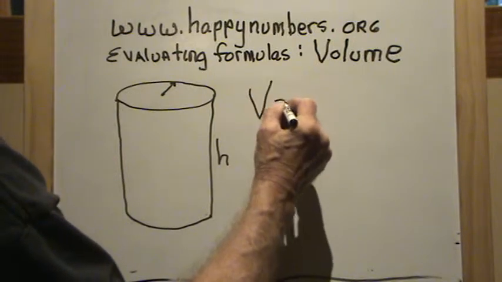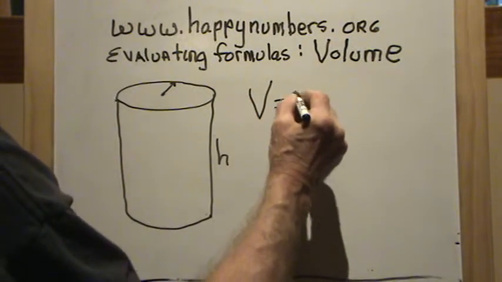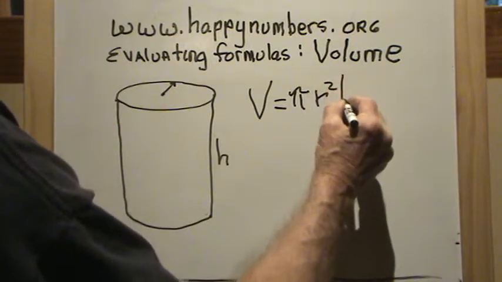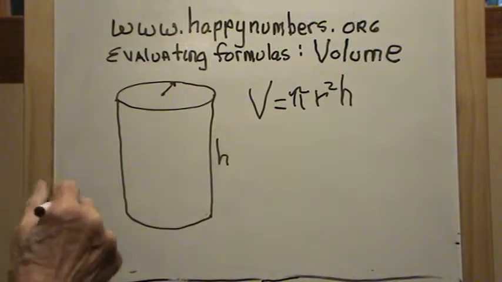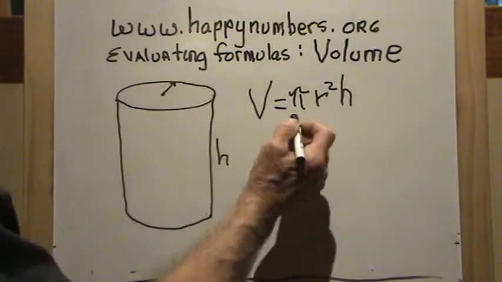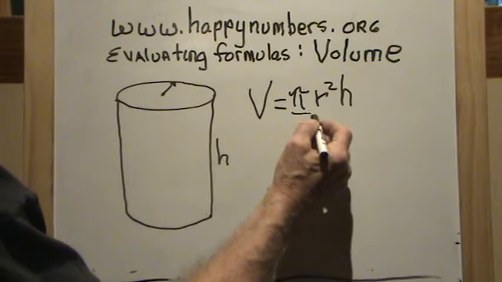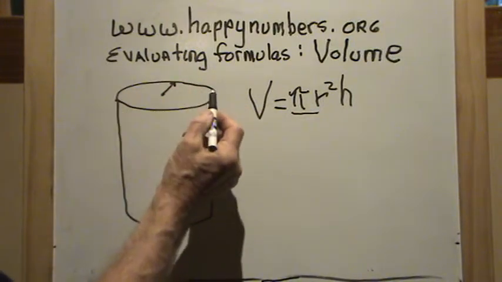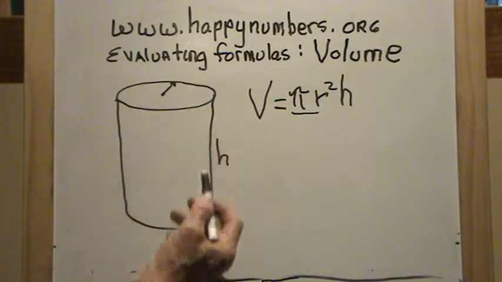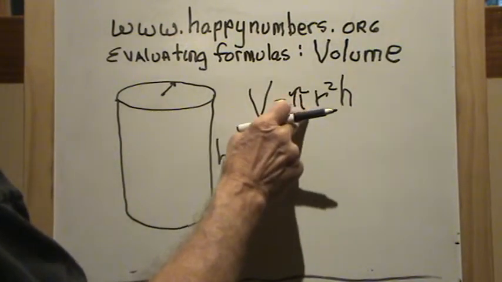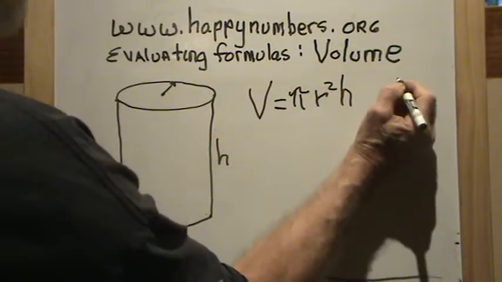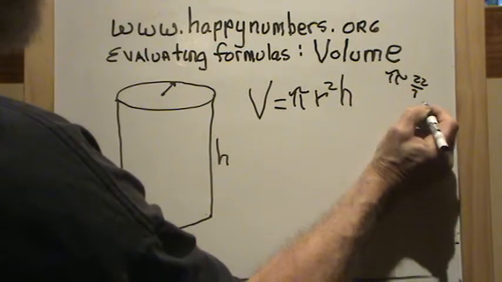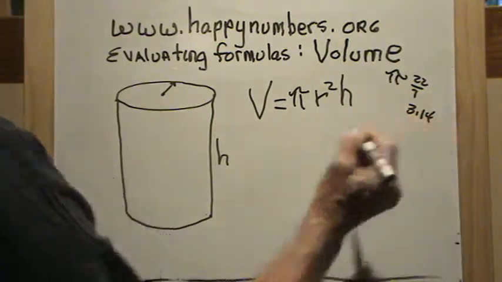So the volume of a cylinder is equal to pi times the radius squared times the height. Well, okay, so this formula, we remember, is the formula for the area of a circle, and the top of the cylinder is a circle. So we're going to figure out the area of the circle, and then we're going to multiply it by the height. But again, you will not have to remember these formulas. They'll be given to you, and they will tell you that pi is 22/7 or 3.14.